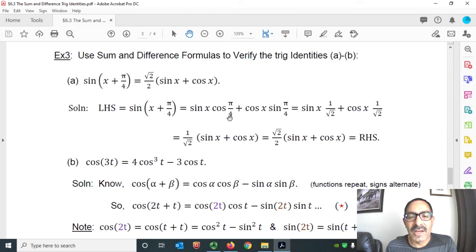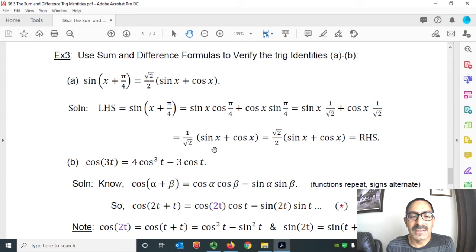Then we know the value of cosine pi fourth is 1 over radical 2, sine pi fourth is 1 over radical 2. In the next step, we can factor the 1 over radical 2 outside, so we have 1 over radical 2 times sine x plus cosine x. We want to get rid of radical number in denominator, so let's multiply by radical 2 on numerator and denominator.